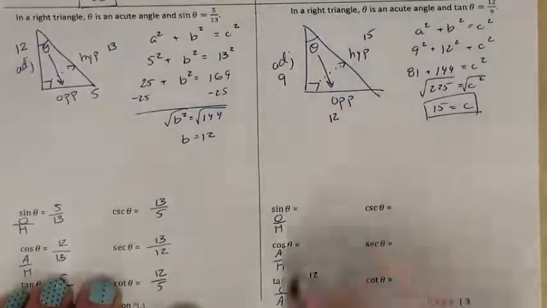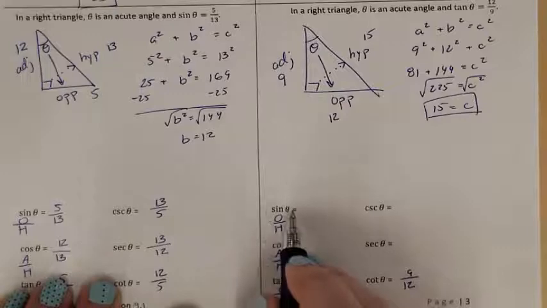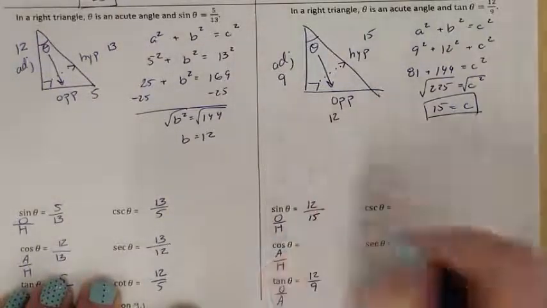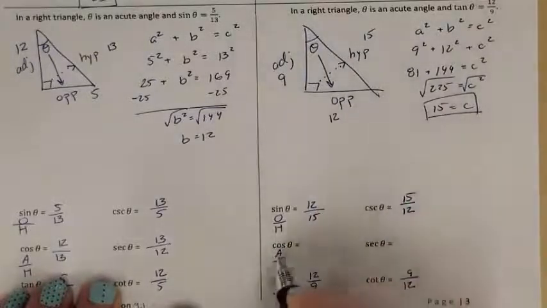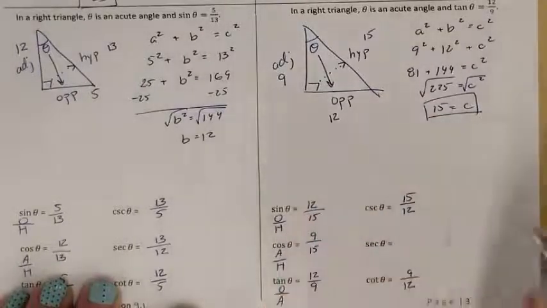So let's find the other functions. Well, if I know tangent, means I know cotangent. So here's my cotangent. Sine is going to be opposite, which is 12 all over hypotenuse, which is 15, which meant my cosecant is 15 all over 12. Cosine is going to be adjacent, which is 9 all over hypotenuse, which is 15, which means my secant is 15 all over 9.